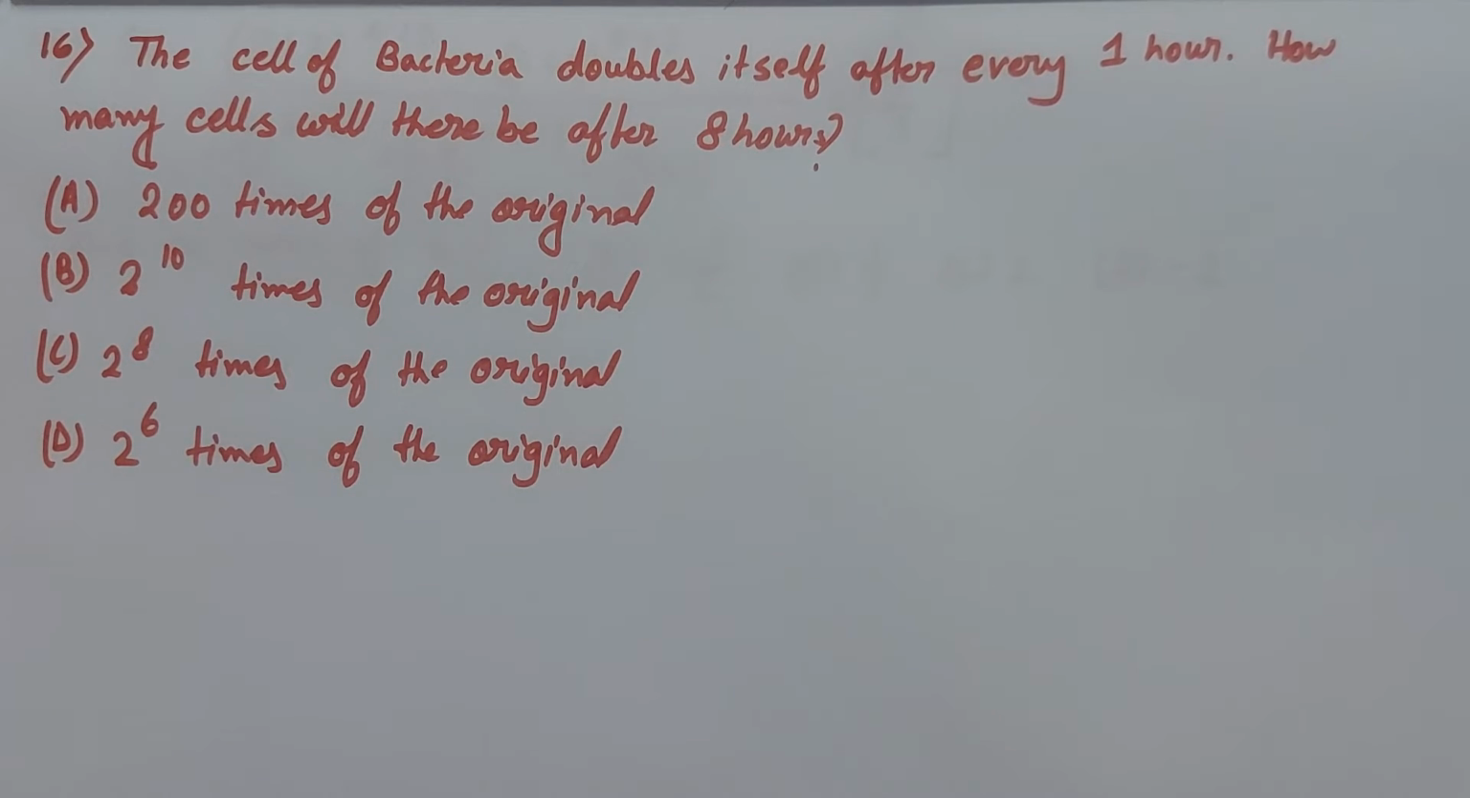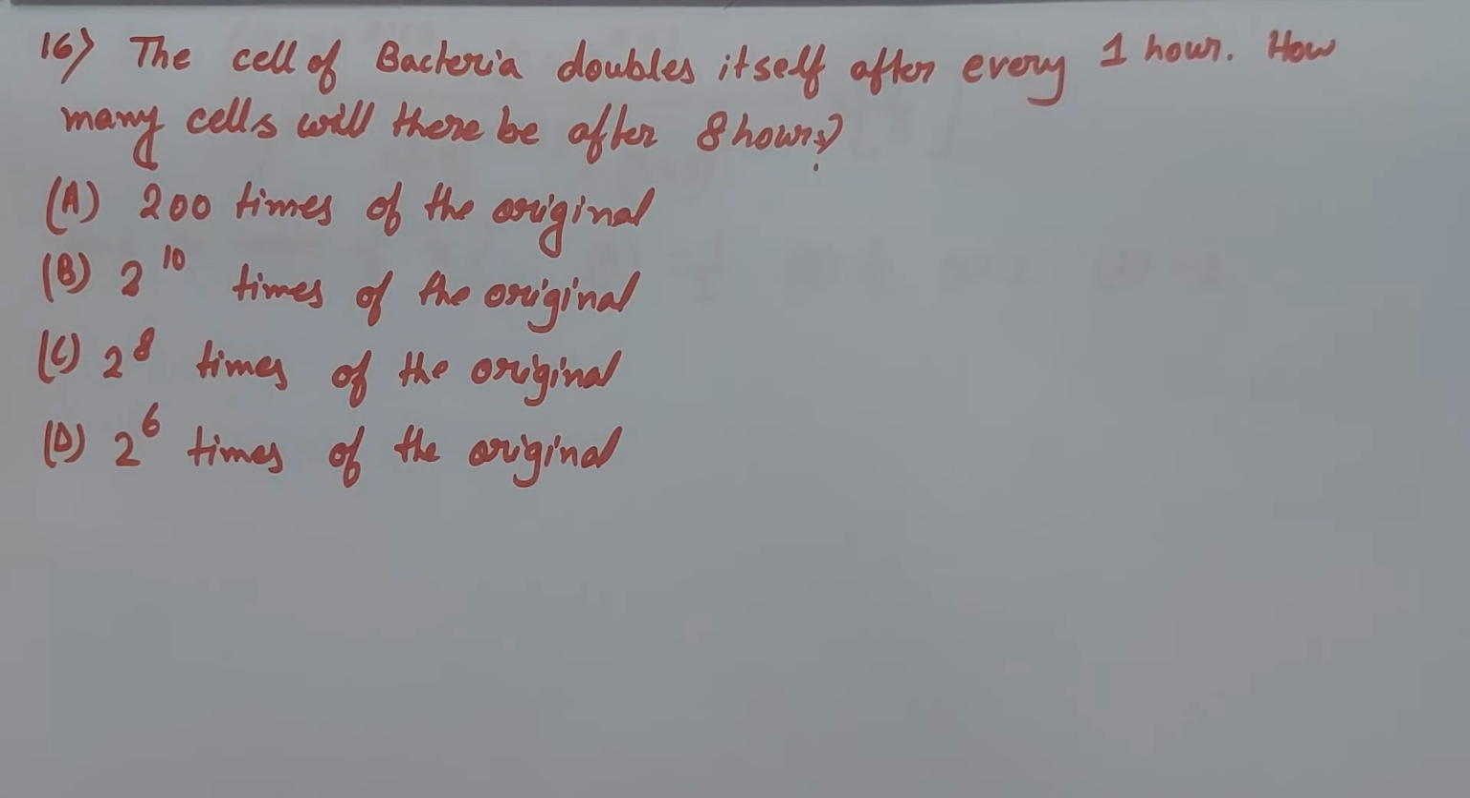The cell of bacteria doubles itself after every 1 hour. How many cells will there be after 8 hours? Now, the cell of bacteria doubles in every 1 hour.